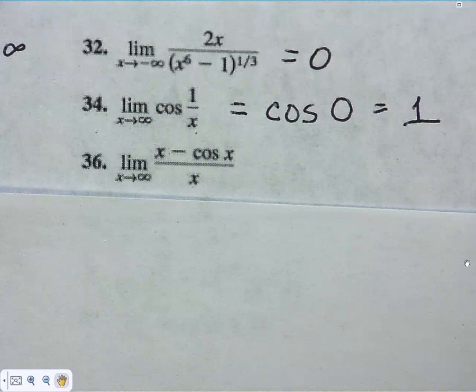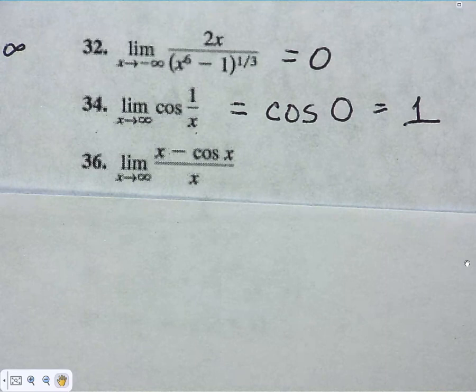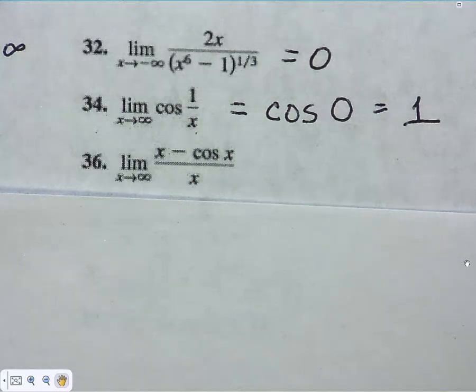Okay. I'm thinking about it in 2 different ways. I'm thinking cosine of anything's always between -1 and +1. So at some point, this really becomes negligible when x is a billion. It really doesn't matter if you're subtracting +1 or -1 or 0 from that. So one way I'm thinking of it is that's just basically x over x, and the limit as x goes to infinity of x over x is just 1.